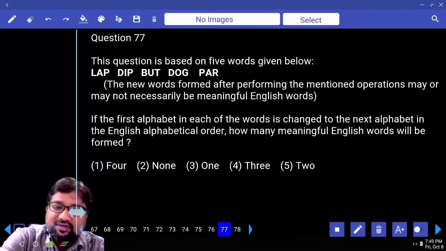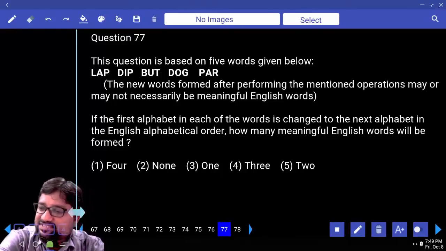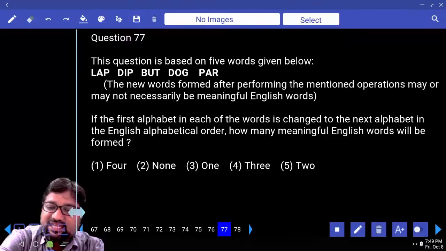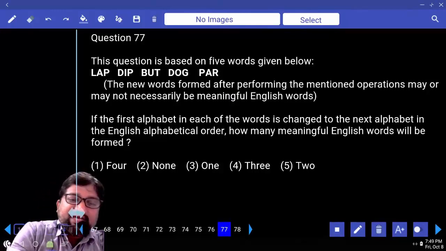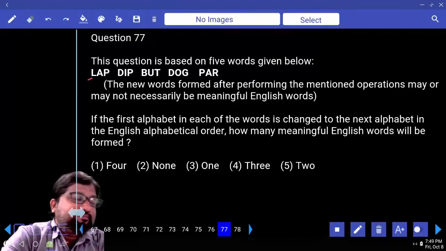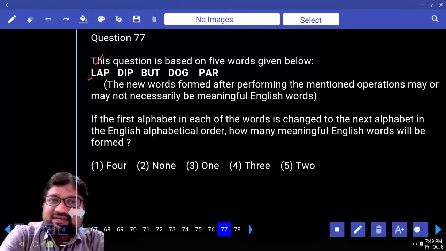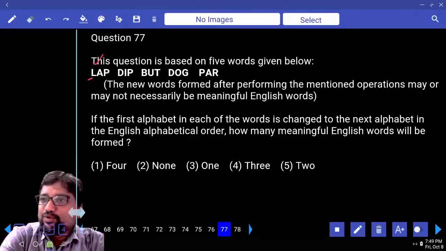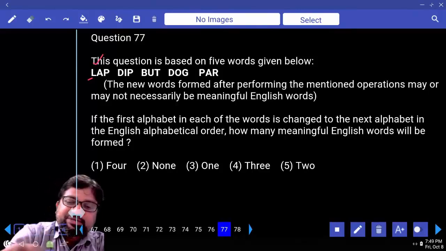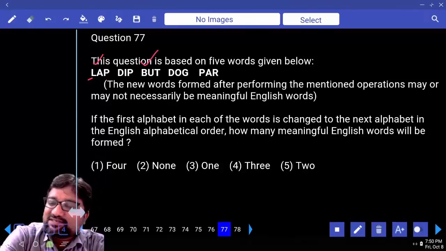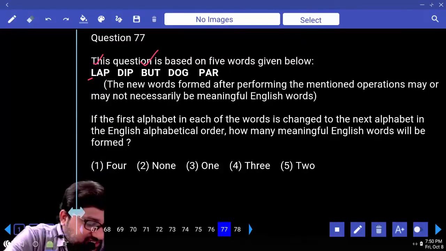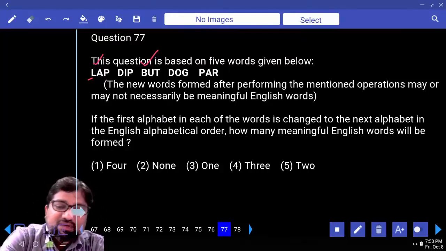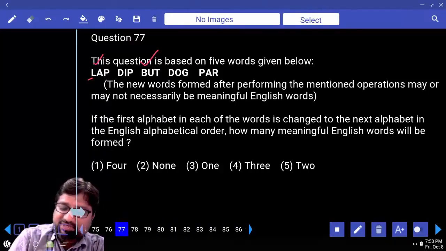Only one. 77. If the first alphabet in each of the words is changed to the next alphabet in the English alphabetical order, how many meaningful words will be formed? Now you're talking about what? The first letter is to be changed as next alphabet. Yes or no? So L is changed as next alphabet. L, M. M-A-P, map. D will be changed as E. E-I-P, no. B will be changed as C. C-U-T, cut, yes. D is changed as E, no. P is changed as what? Q. Q-A-R, no. So how many meaningful words? Two meaningful words.